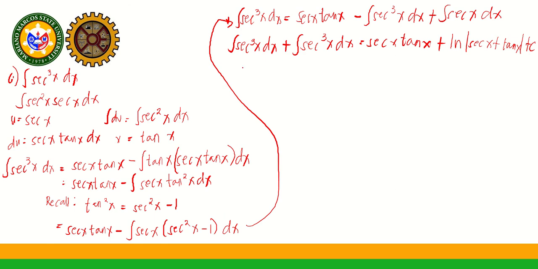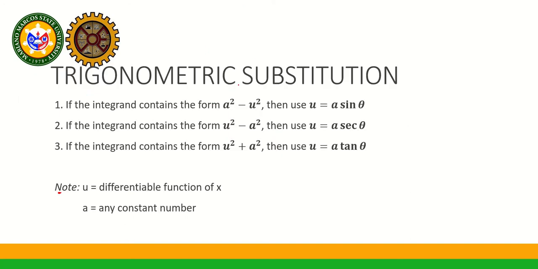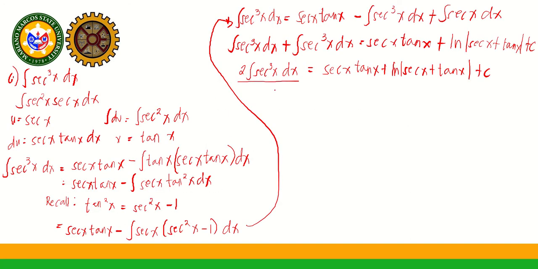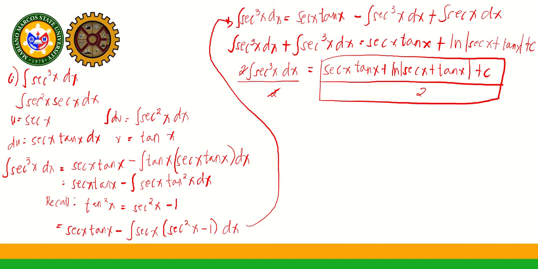So simplifying this one, this is 2 times the integral of secant cube x dx equal to secant x tan x plus ln of secant x plus tan x plus c. Okay? So, gaya ng ginawa natin kanina, divide natin to with 2 so that our final answer will be this one. Okay, so that is integration by parts.